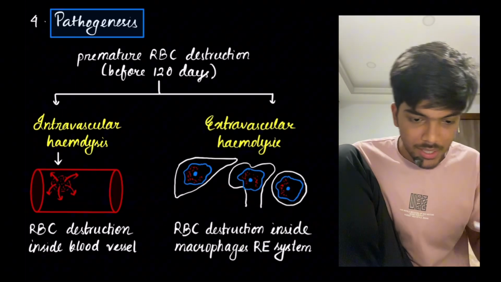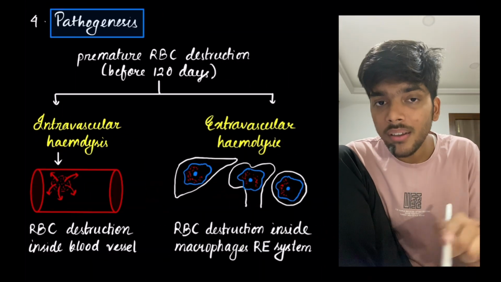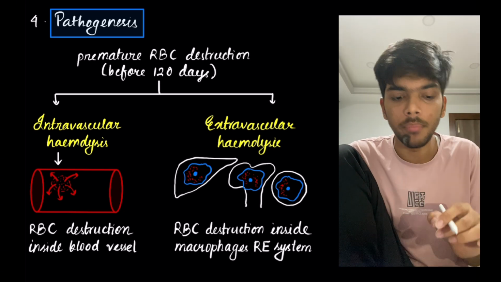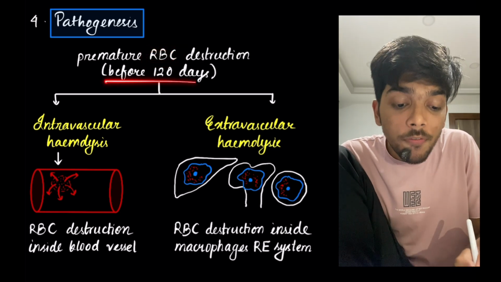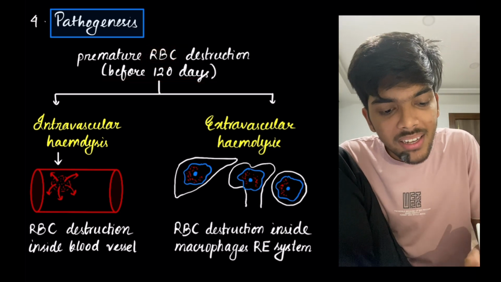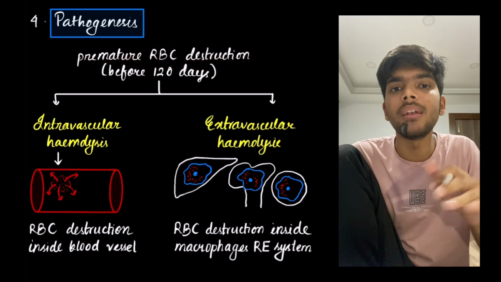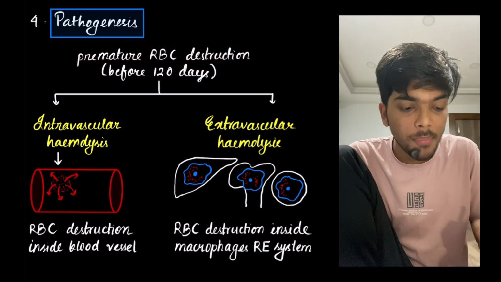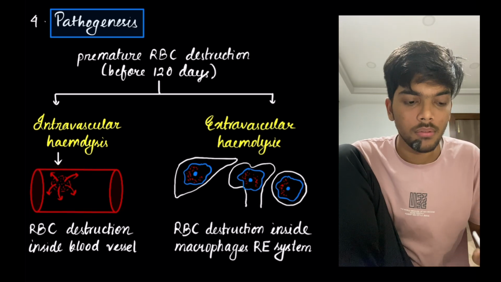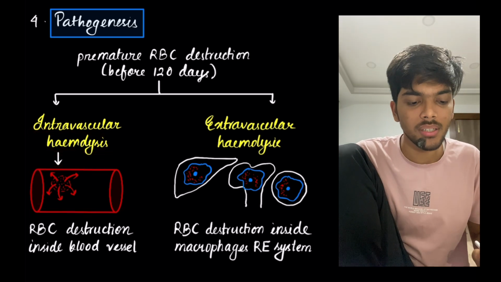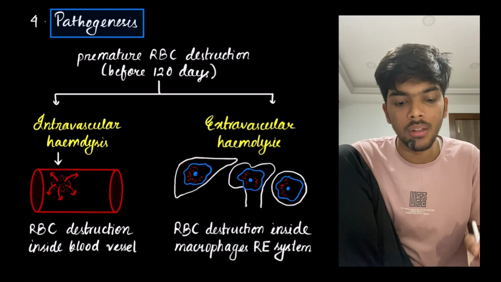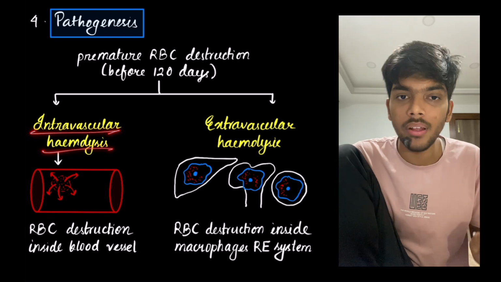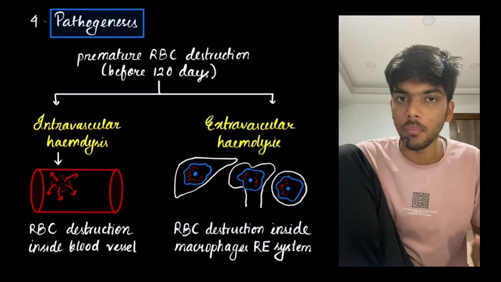So here's the pathogenesis. RBCs normally get destroyed after 120 days. However, in hemolytic anemia, RBCs get destroyed before 120 days. That is, there is premature destruction of red blood cells. Now, the destruction of red blood cells can take place either within the blood vessel, that is intravascular hemolysis, or outside the blood vessel, which is extravascular hemolysis.